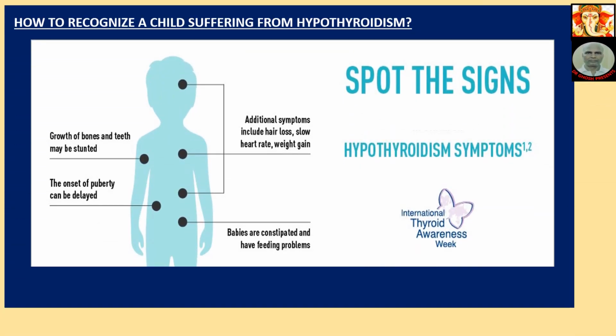How to recognize a child suffering from hypothyroidism? This particular banner I have collected from the internet. I have put it here. The symptoms are stunted growth of bones and teeth, and onset of puberty can be delayed. Hair loss, slow heart rate, weight gain. The baby is constipated and has feeding problems.